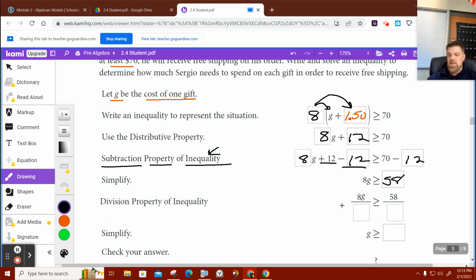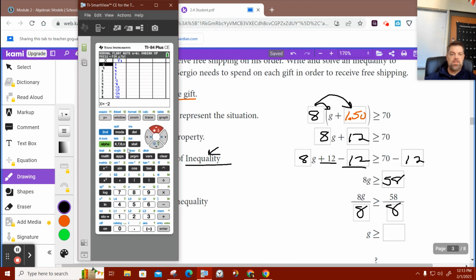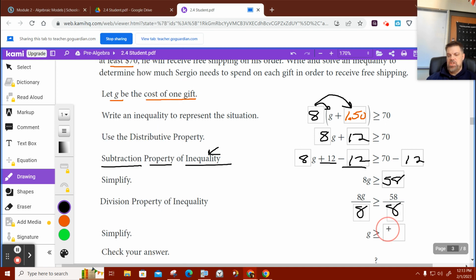All right, so now from here, I have 8G is greater than or equal to 58. I need to get the 8 away, so I'm going to have to divide both sides by 8. What's 58 divided by 8? You say $7.25. So G equals $7.25.